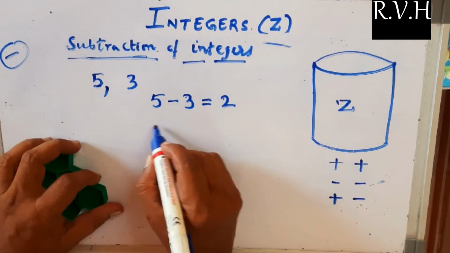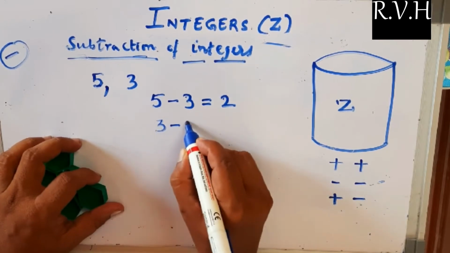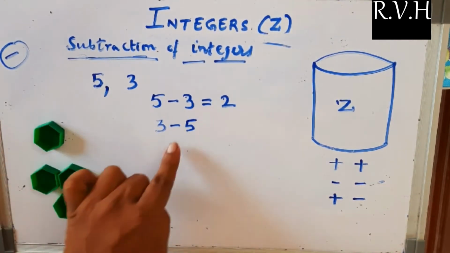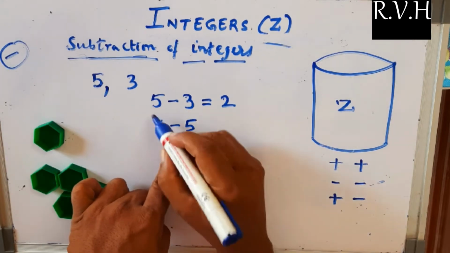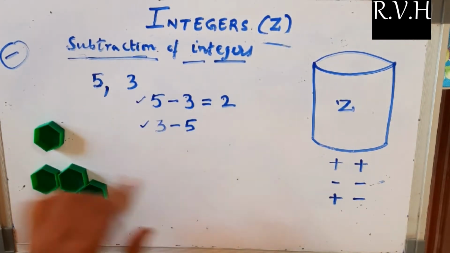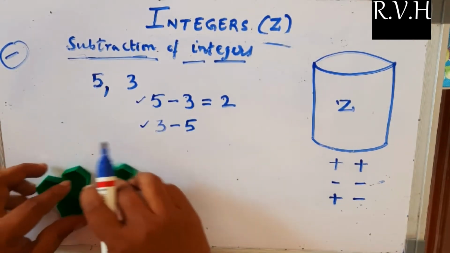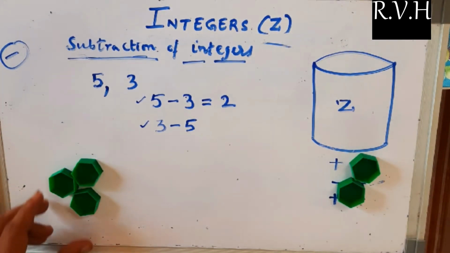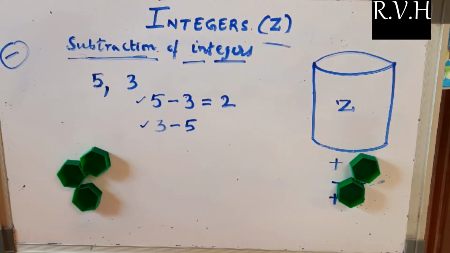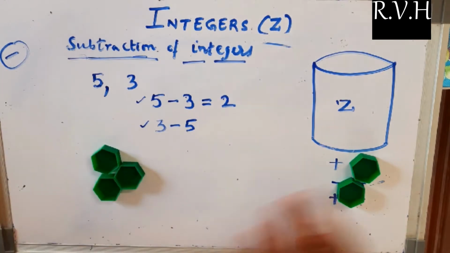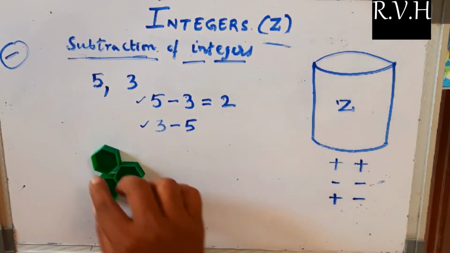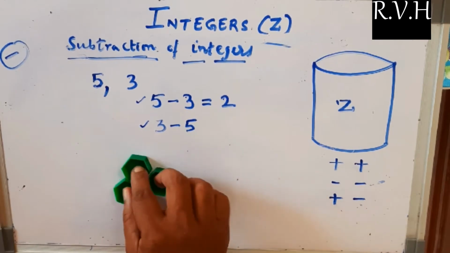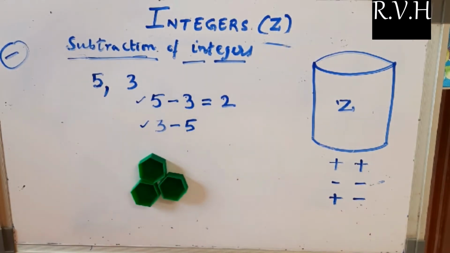But what about 3 minus 5? This is interesting. See, here our main symbol is minus. I have exchanged the places. In the first case 5 is first, and in the second case 3 is first. Here I have to take 3 first, and from this 3 I have to take out 5. I have to remove 5 things. How is it possible? I have only 3, but from those 3 I have to take 5 green ones.